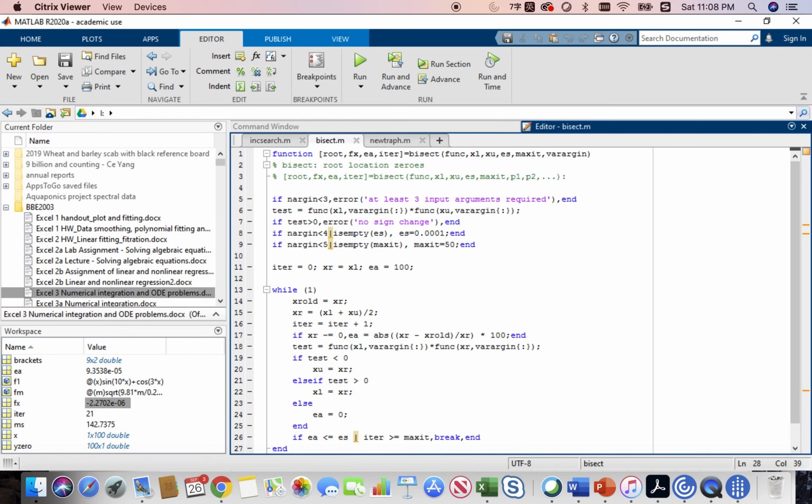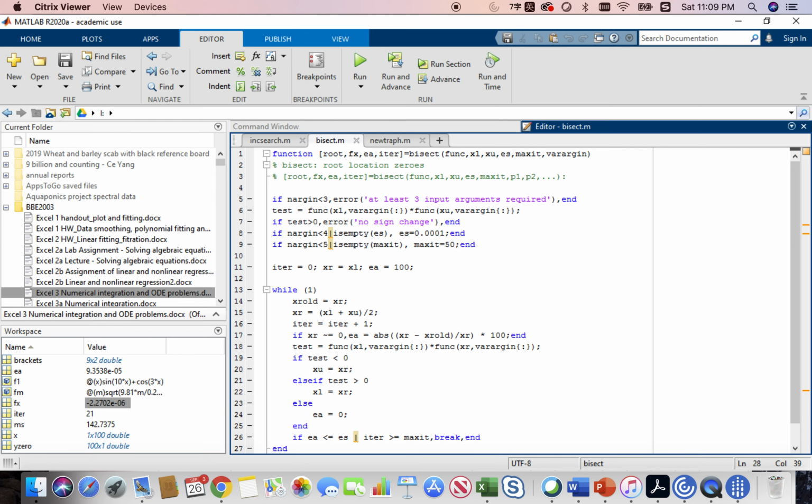bisect is the function to carry out the bisect method under the bracketing method category for finding the roots of a function. There are several inputs for bisect. The first one is func, which is the function that we want to work on to find roots. The second and third inputs, xl and xu, are the lower and upper bound of the guess. Es is the desirable error, and maxit is the maximum allowable iteration.